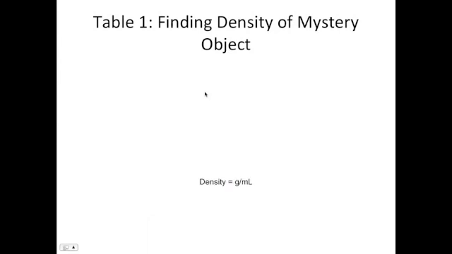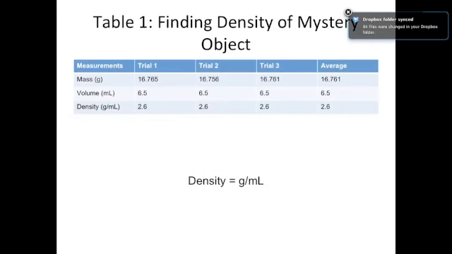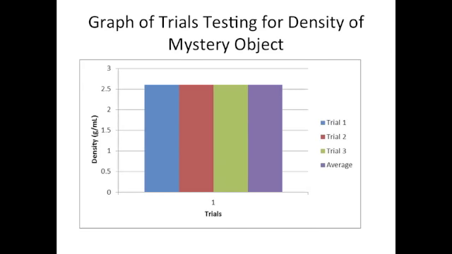To find the density of the mystery object, we divided mass by volume. Even with varying masses of the mystery object, the volume of water that the object displaced was a consistent 6.5 milliliters. This is the graph of Table 1. As you can see, all 3 trials and the average resulted in the same density of 2.6 grams per milliliter.